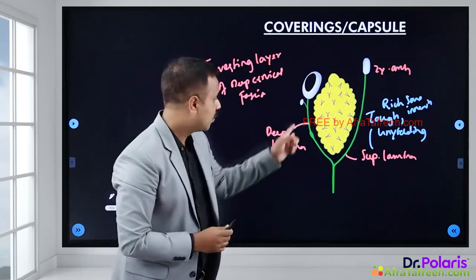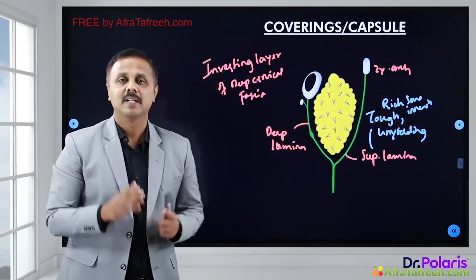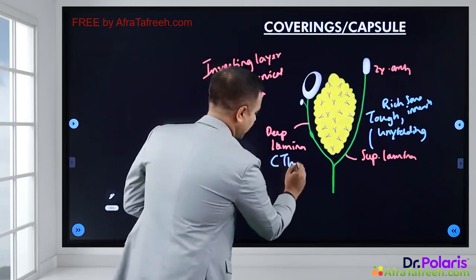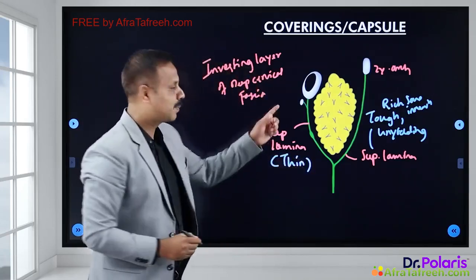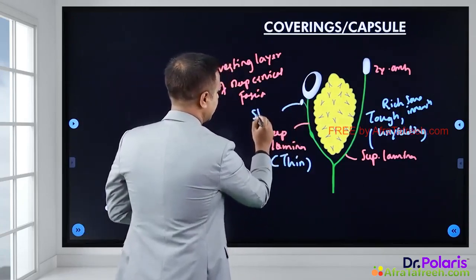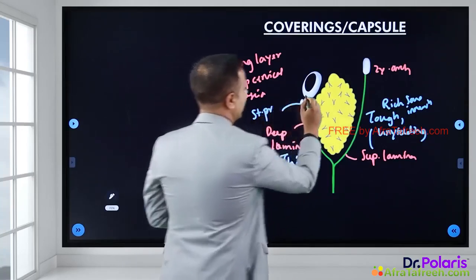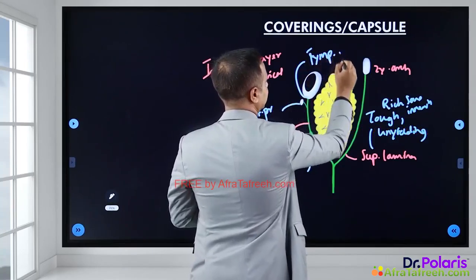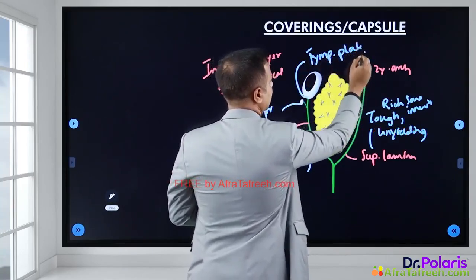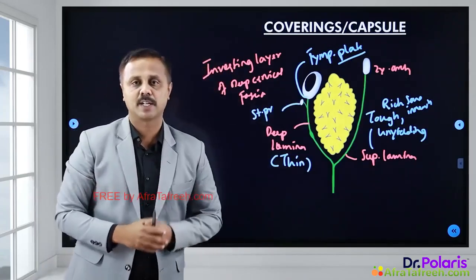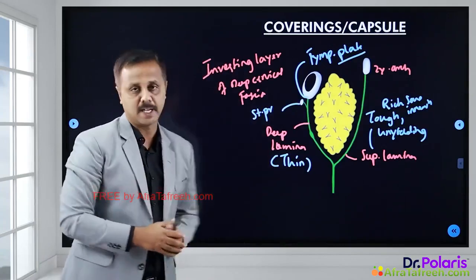Right? Then, what about the deep lamina? The deep lamina is comparatively thin, and posteriorly it is attached to two structures. One is the styloid process and the other one is the tympanic plate. This is what you need to remember regarding the coverings or capsule of the parotid gland.